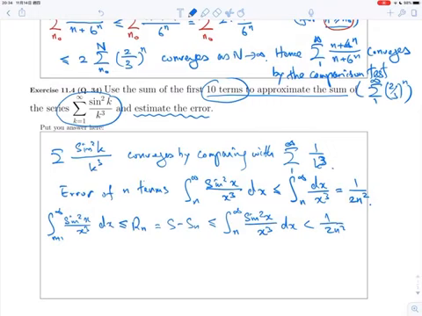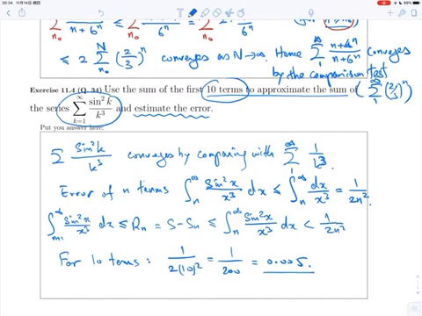And now you require 10 terms. So you want to see how the error term is. So in this case, you're going to put in 10 for n in 1 over 2n squared, so you're going to have twice of 10 squared, which is equal to 1 over 200, right? And that's equal to 0.005. Okay, so the error term is going to be less than this if you use 10 terms. So that solves this problem.